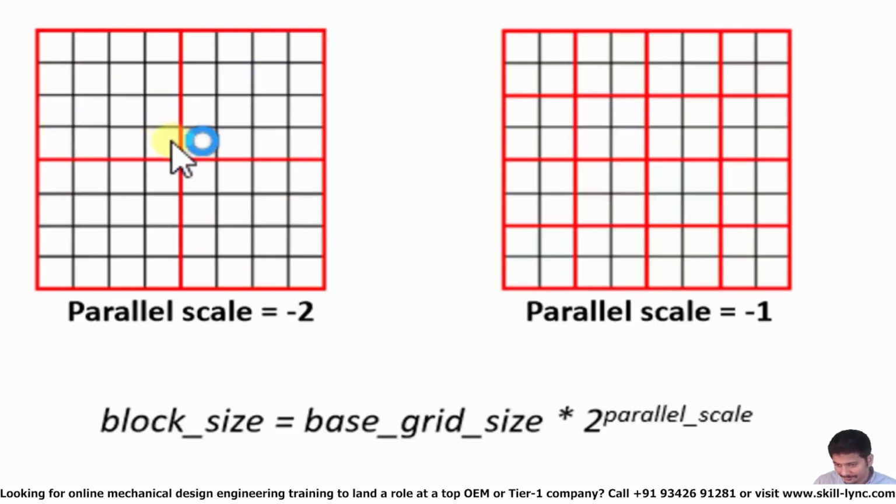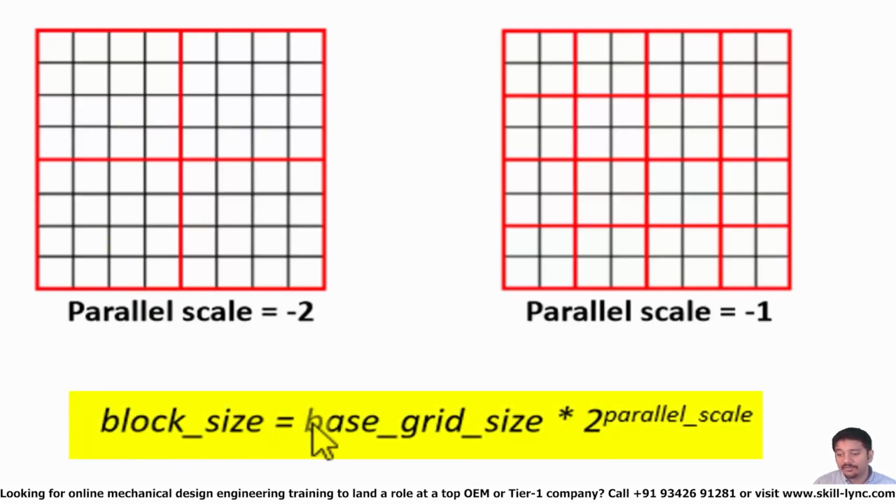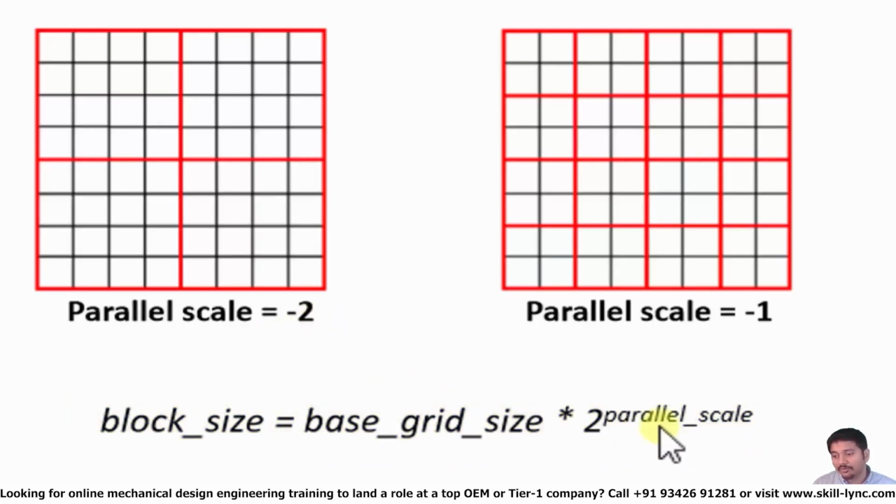Now what happens is, when you set your parallel scale to -2, you basically get 4 blocks. What is the formula? Well, the formula is quite simple. The block size is going to be base grid multiplied by 2 power parallel scale. Since parallel scale is -2, 2 power -2 is 1 by 4, right? So your entire computational mesh gets divided into 4 blocks. Now if you have only 4 processors, each block can be taken up by a particular processor.